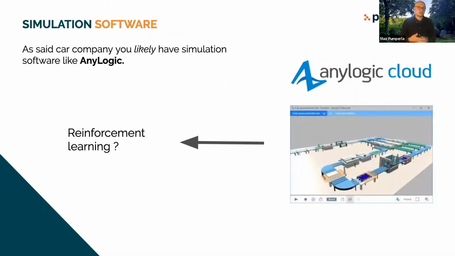Okay, so AnyLogic speaks Java natively, so it's not quite clear what to do to apply your reinforcement learning stack, which is most likely written in Python, right? So what do you do?